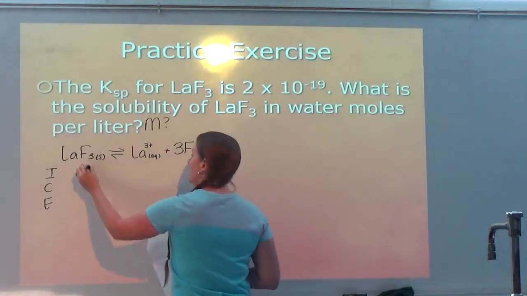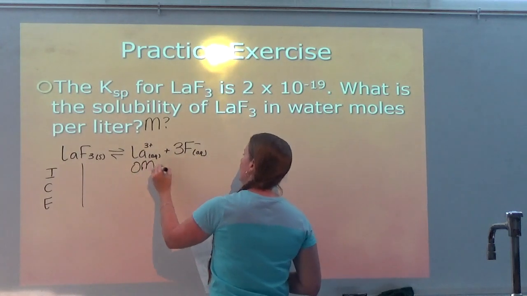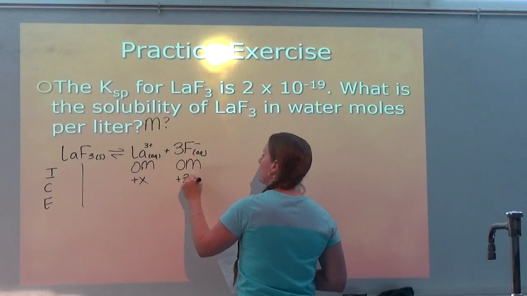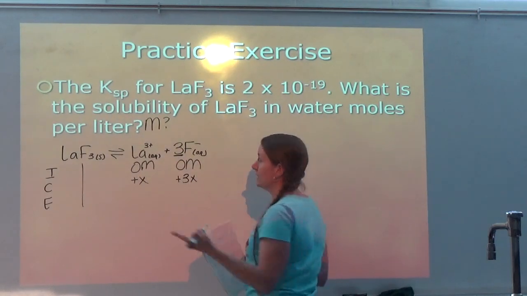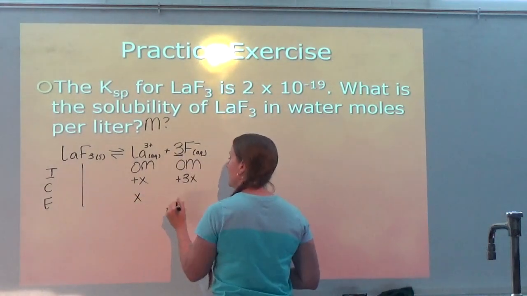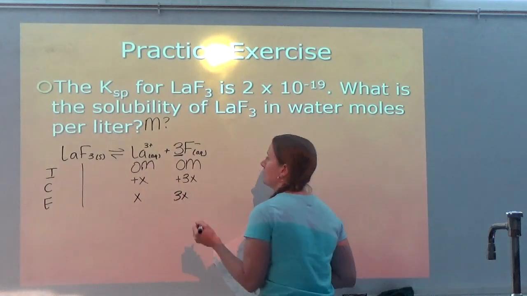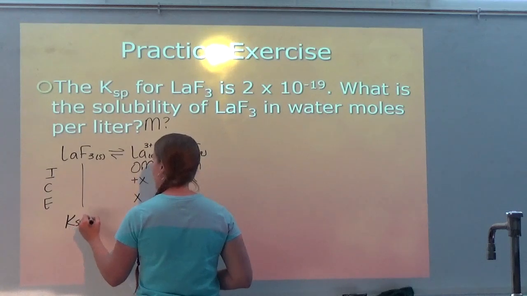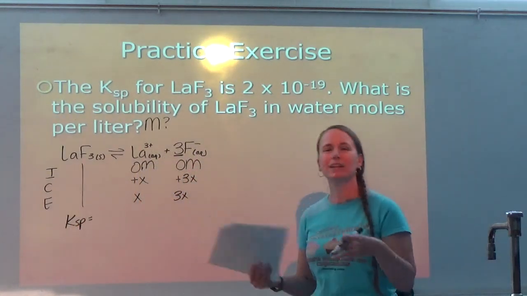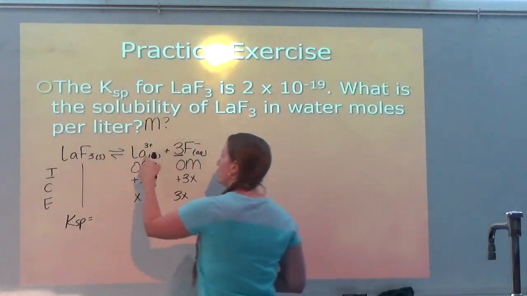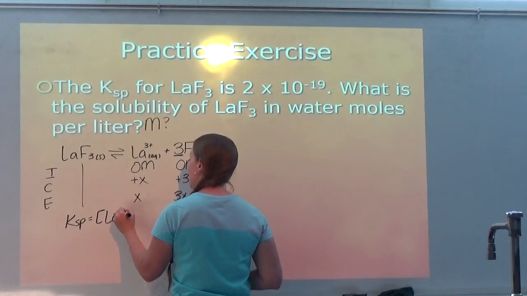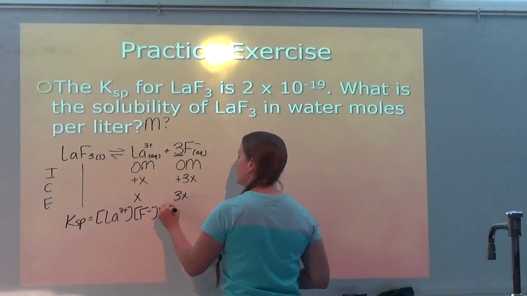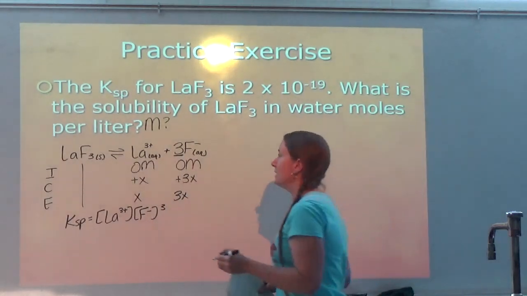So solid doesn't matter. It didn't tell me I'm starting with either of my products, so I'm going to do plus X. For this one, I'm going to do plus 3X because of that coefficient. So it's X and then 3X. All right, so I set up my KSP value, and so again, I'm going to actually write it out just because I don't want y'all to miss any of the powers or anything like that. So we have our concentration of La times our concentration of F minus, but it's going to be cubed.